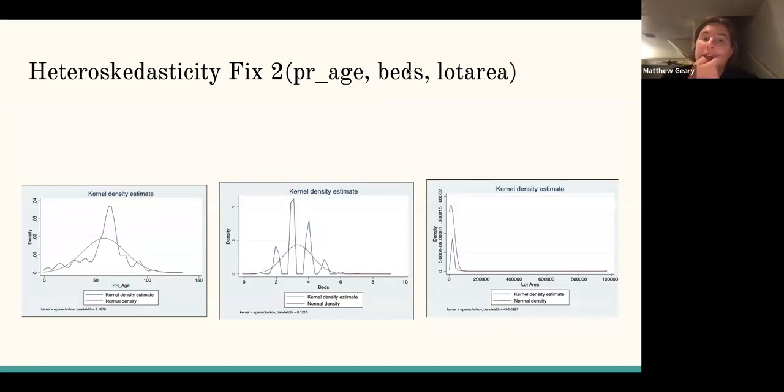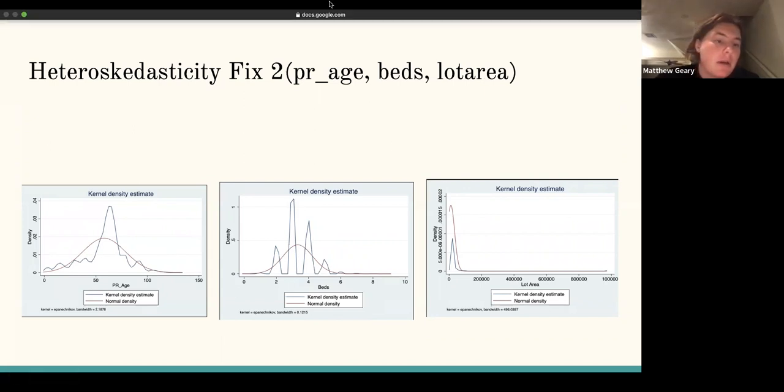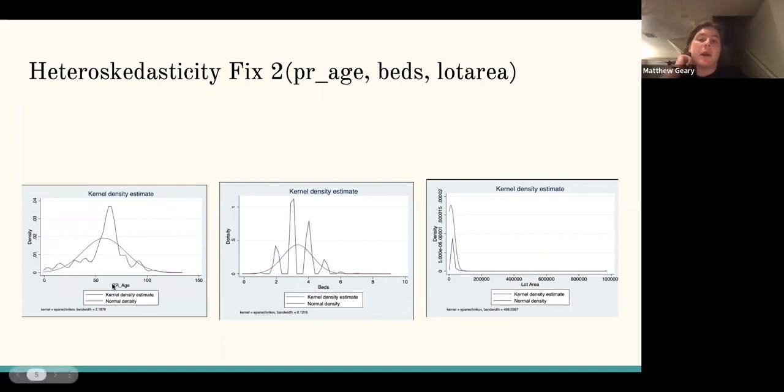And finally, we had to fix heteroscedasticity. And so to do that, we did K density plots, which was trying to show the several variables against the normal distribution. And so we look here and we have on the far left PR age, then we have beds in the middle, and we have lot area on the right side. For each, unfortunately, we only have this many variables left because you can't do K density for I sales and iZip, even though you leave both of those in the regression. And so you only have these left.